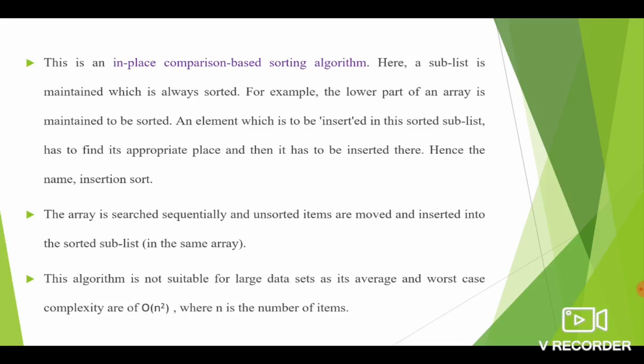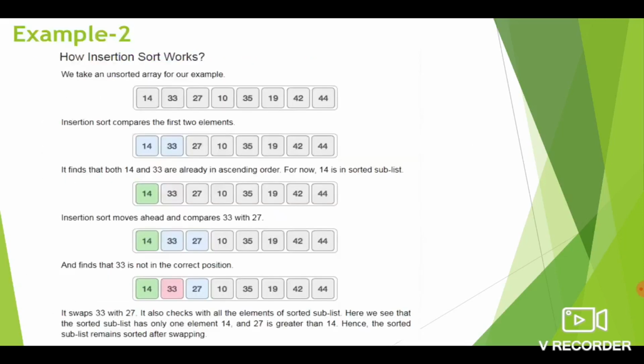For that, if you want, you can perform a swap operation. The searching is performed in a sequential manner, and the unsorted items are moved and inserted into the correct places in the sorted sublist. This algorithm is not suitable for large data sets because its worst case complexity is order of n square. We are going to see one example.